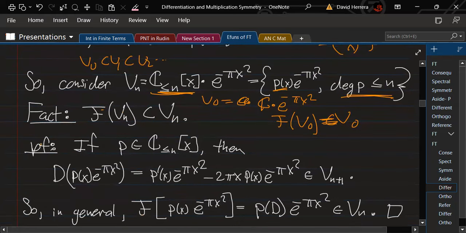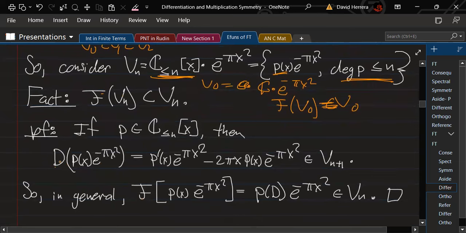This is part of the proof, but before we do that, we'll do a simple calculation. If you have any polynomial of degree at most n, what happens if you do d of the polynomial times the Gaussian? Well, I guess technically I need to write i over 2 pi. I kind of dropped that.